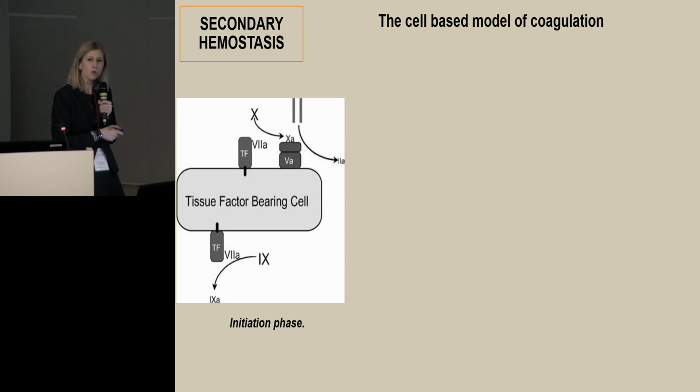But once we have a vascular wall lesion, this cell will come in contact with blood, and in blood we have small amounts of activated factor 7. So this activated factor 7 will form a complex together with tissue factor on the surface of the cell and will lead to the activation of small amounts of factor 10 and also of small amounts of factor 9.